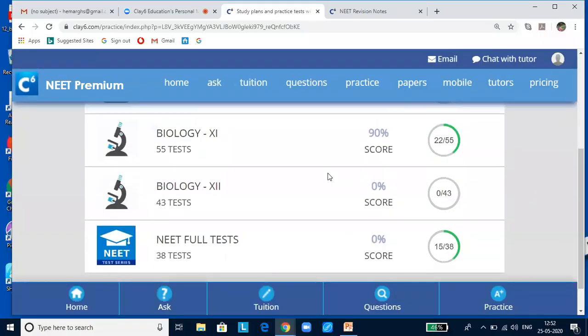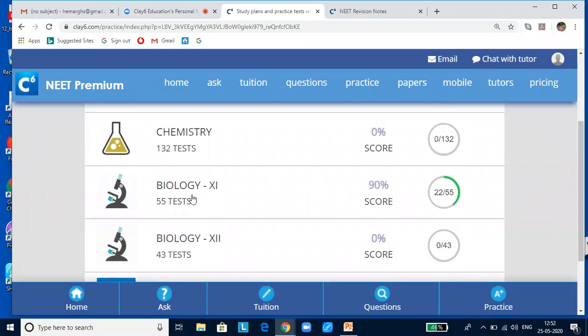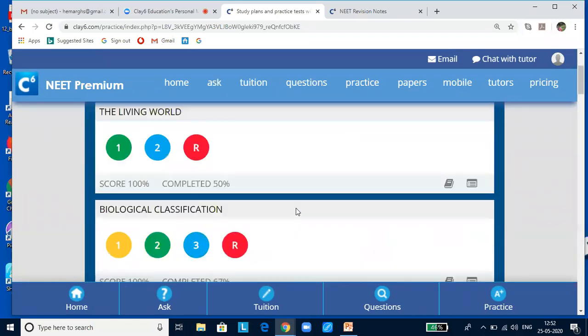Find test series in physics, chemistry, biology and NEET full test. Now let me click on grade 11. Here you find a lot of colored bubbles. Each bubble is a test.